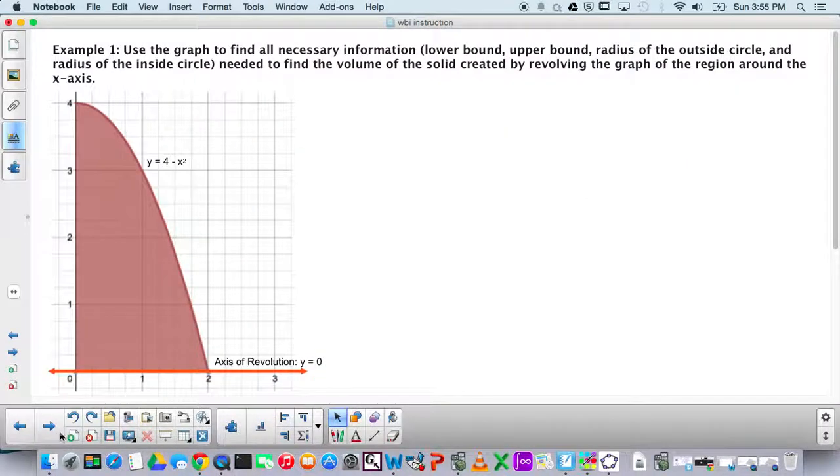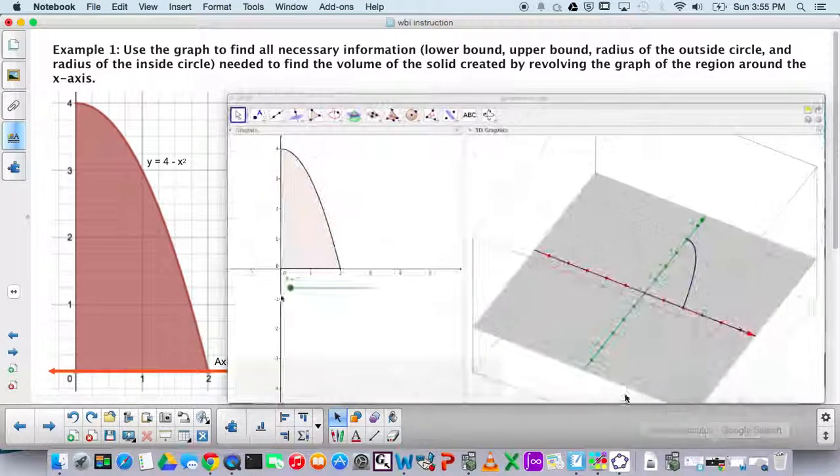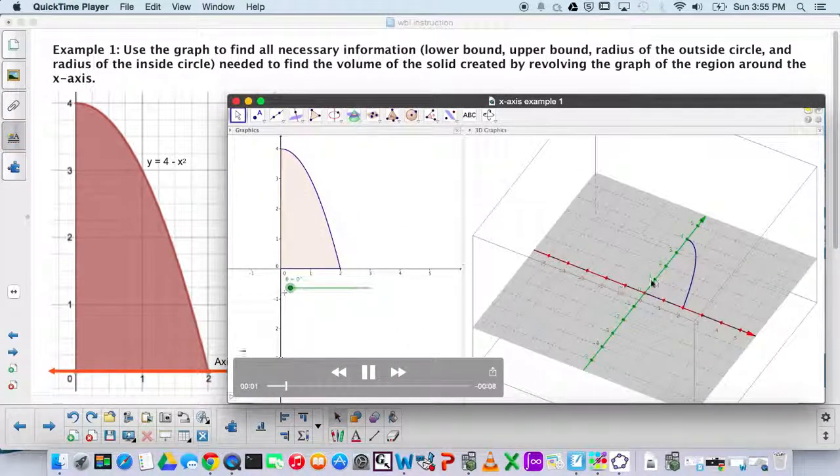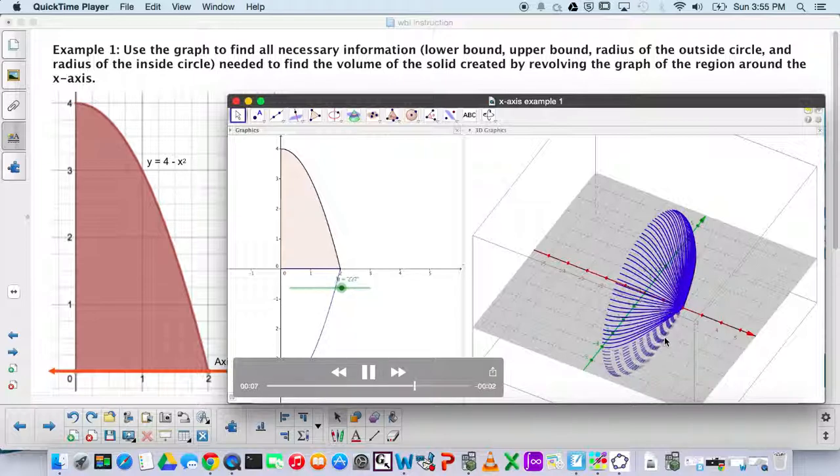So let's look at an example. We're going to use this graph and find all the necessary information needed to find the volume of the solid created when we rotate it. But first, let's get an idea of what that looks like. As we start to rotate this, we get a shape that almost looks like a trash can lid. Okay, so that's the thing we're finding the volume of.